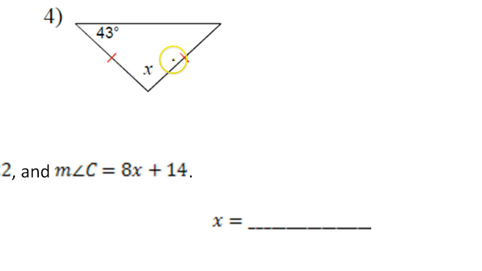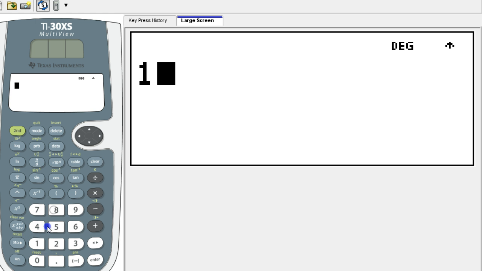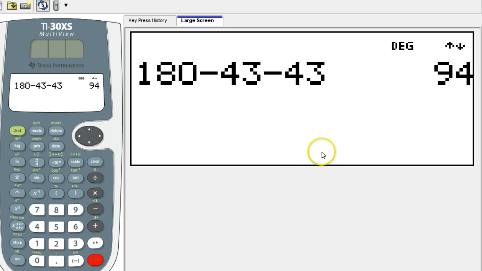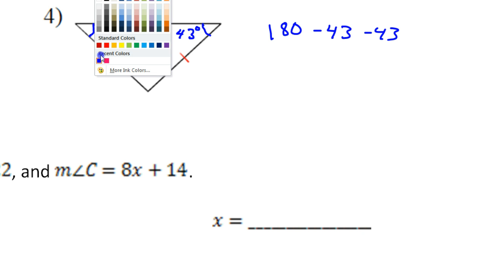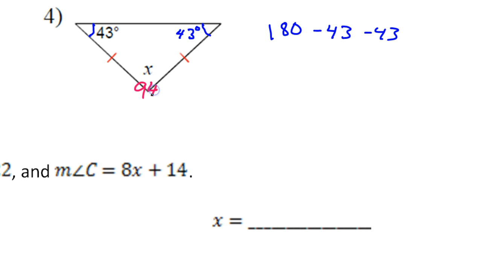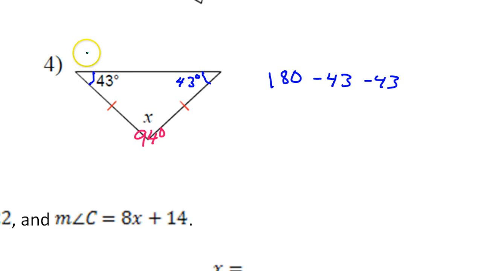Alright, take a look at number 4. If these are the congruent sides of the isosceles triangle, then that makes these the base angles. So that means this angle over here also has to be 43 degrees. Now, since the total number of degrees in a triangle is 180, if we subtract 43 twice, that should give us the leftover angle. So 180 minus 43 minus 43. So that leaves 94 degrees for the vertex angle. Okay, so x equals 94 degrees.